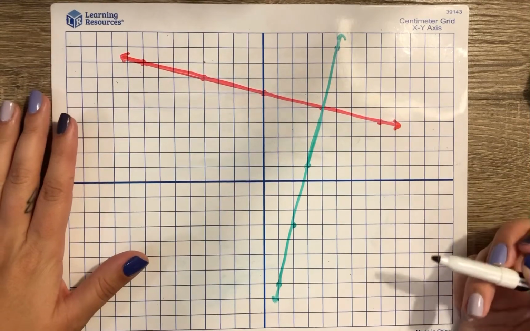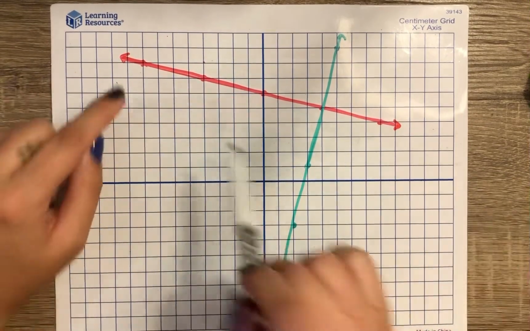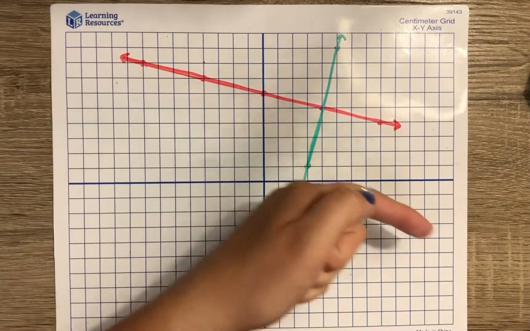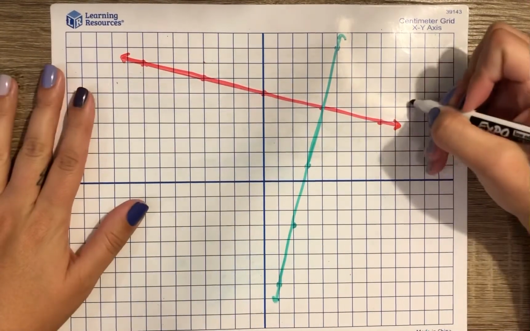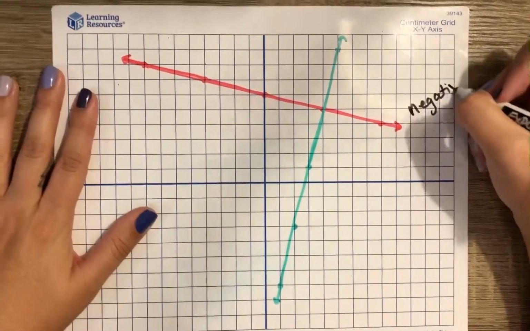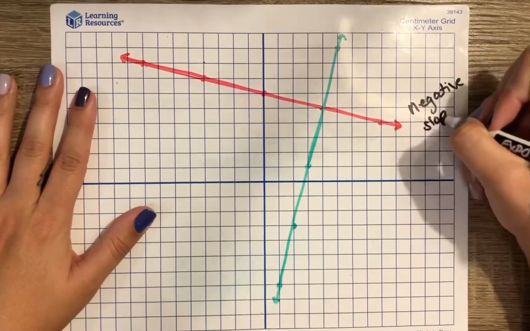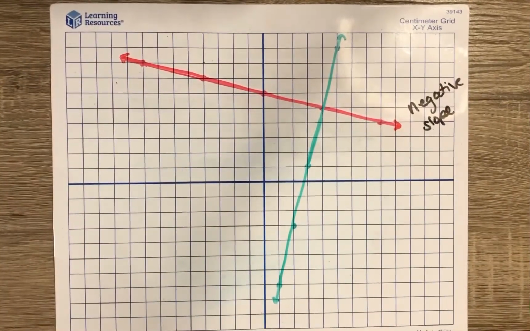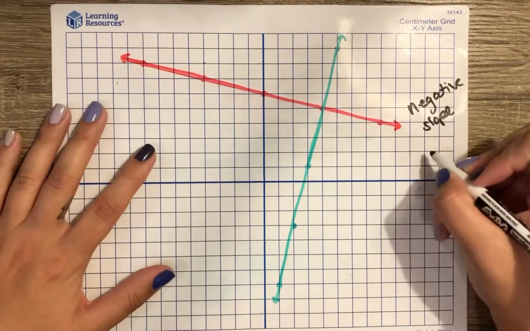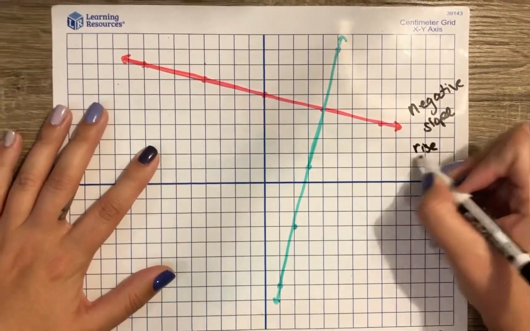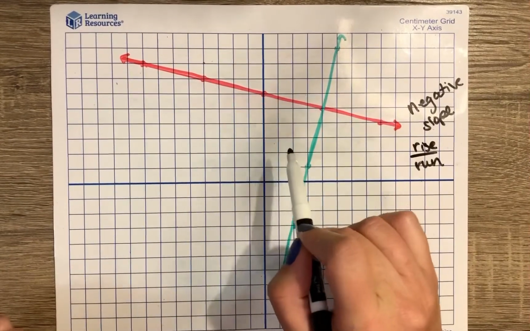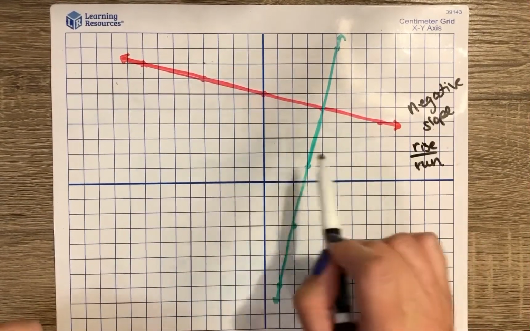So let's start with the red line. Looking at the red line from left to right, I can see it is going down. So that means the red line has a negative slope. I'm going to use the graph to figure out the exact slope. I'm going to think about that as the rise over run. The rise means the vertical distance. The run means the horizontal distance.